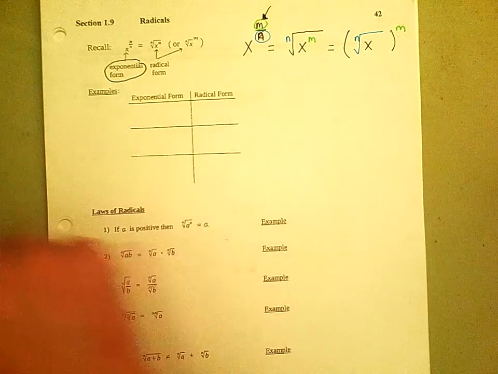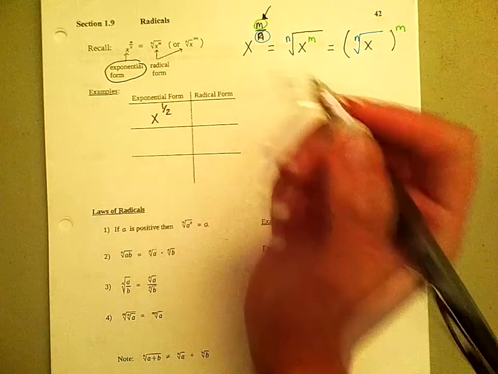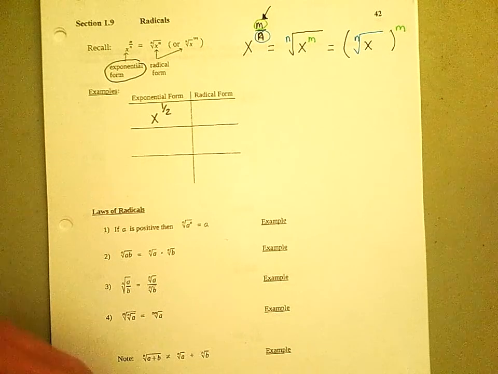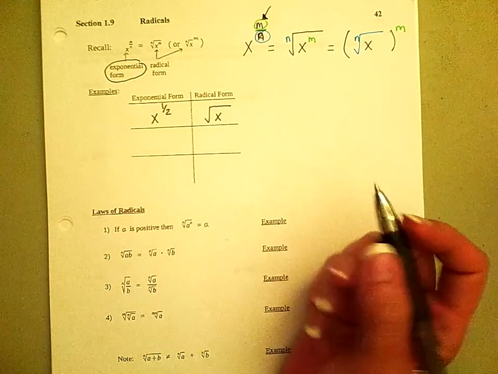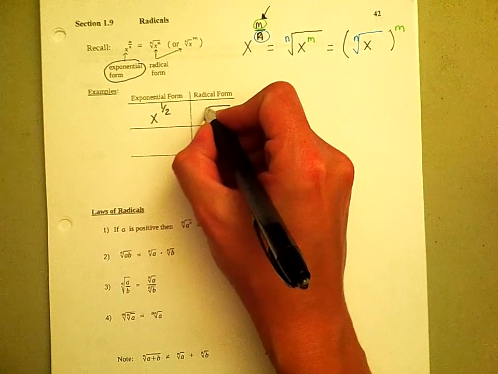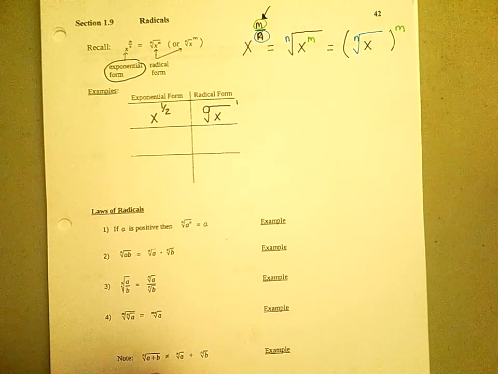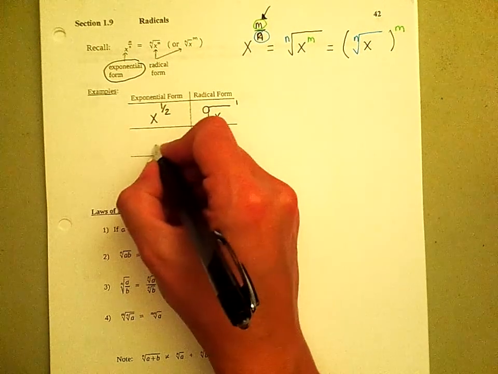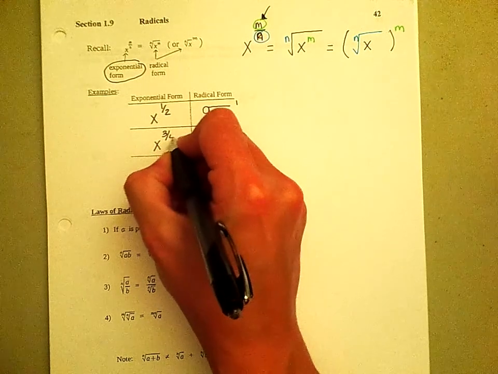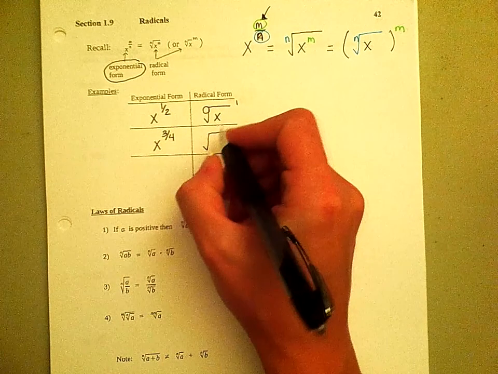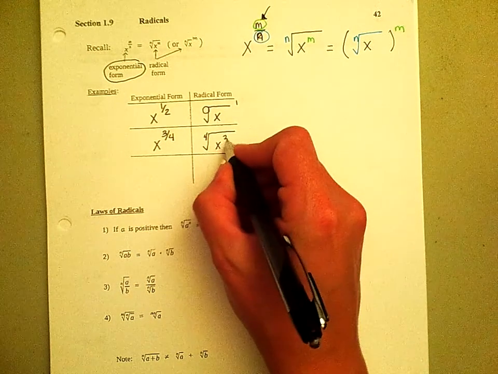Okay. So basic examples, if we had x to the 1/2, this is the exponential form. But the radical form would be the square root of x. And notice we don't put the 2 there, it's understood. And anything raised to the first power is just itself. Or something like x to the 3/4 power, we could write as the 4th root, from the denominator, of x cubed.